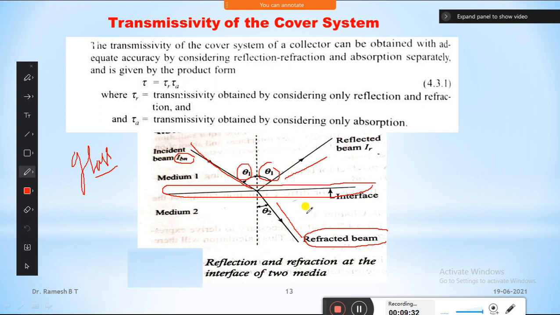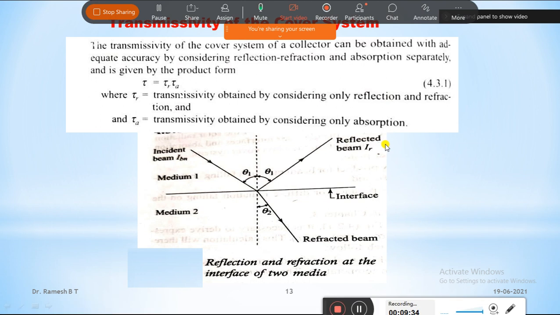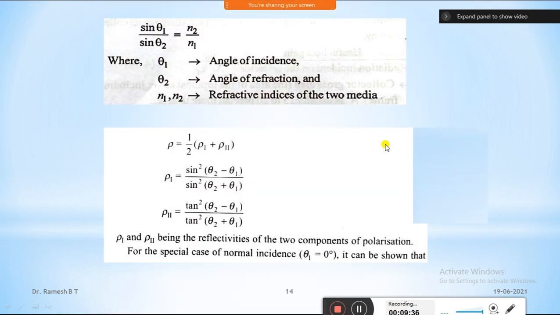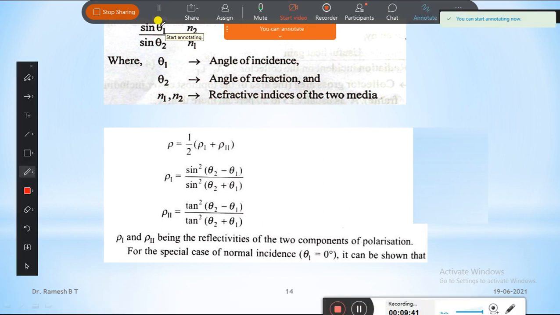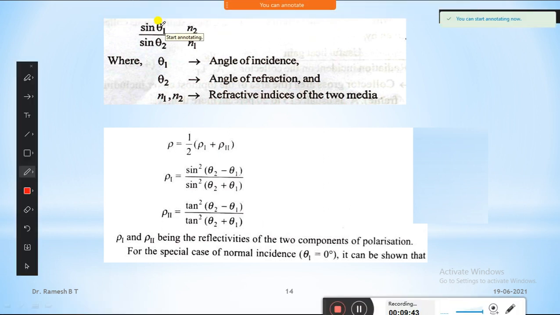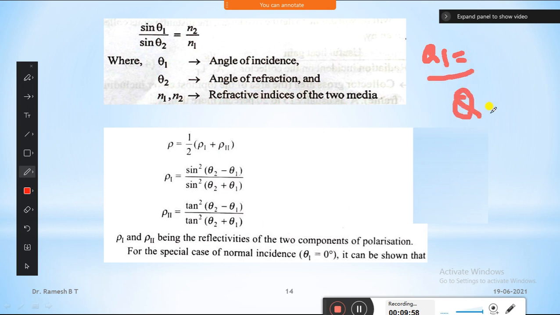The law is in terms of sine theta. Theta 1 is the angle of incidence, and theta 2 is the angle of refraction, not reflection. Reflection has the same angle as the angle of incidence, theta 1, which is equal for both the angle of reflection and the angle of incidence, and theta 2 is the angle of refraction. Is it clear?